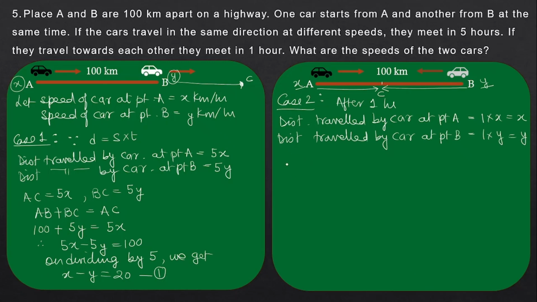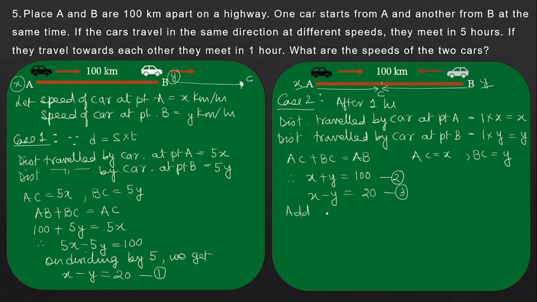Now, as we can see from the figure, AC plus BC is equal to AB. From the figure, AC distance is x, BC distance is y. So, we get x + y = 100. This becomes my second equation. Now we have two equations to solve. I can see the coefficients of y are both 1 but the signs are opposite. So I'll add equation 1 and equation 2, and I'm naming the sum as 3 here.